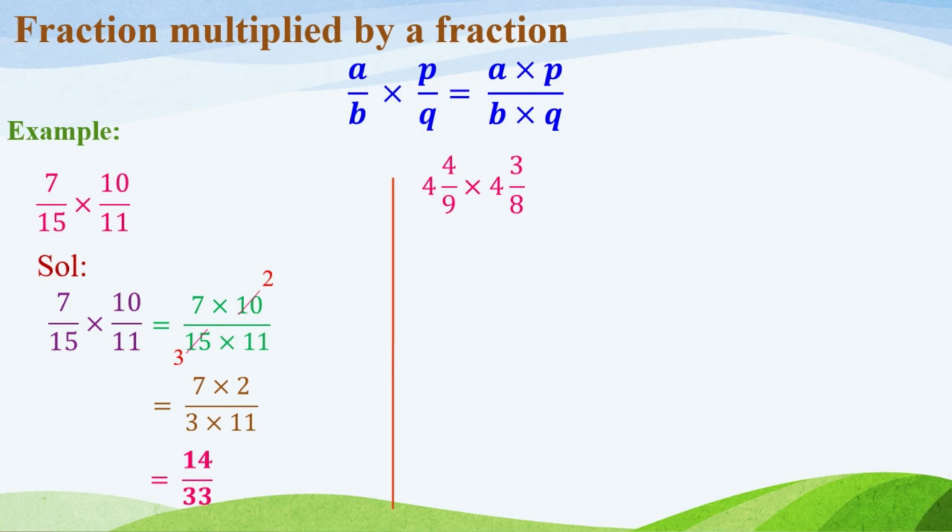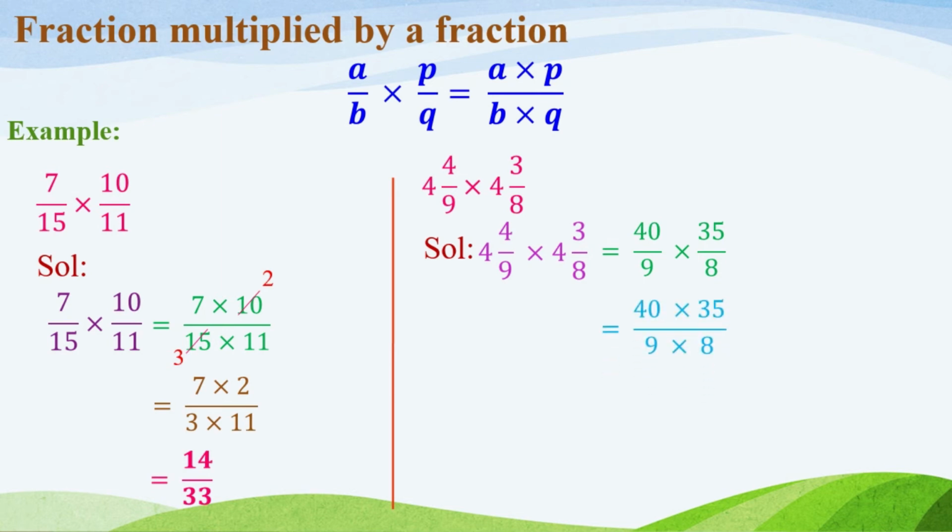4 4 by 9 into 4 3 by 8. Both are mixed fractions. First convert the mixed fractions into improper fractions. Let us find the solution. 4 4 by 9 into 4 3 by 8, which is equal to 4 9s are 36. 36 plus 4, 40. We get 40 by 9 into 4 8s are 32. 32 plus 3, 35 by 8.